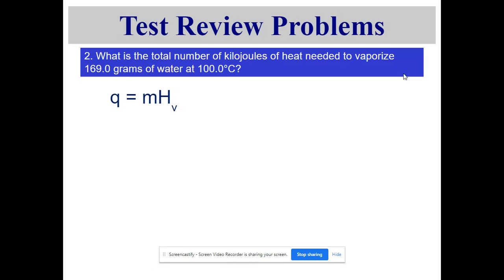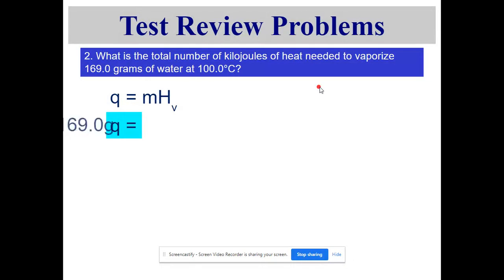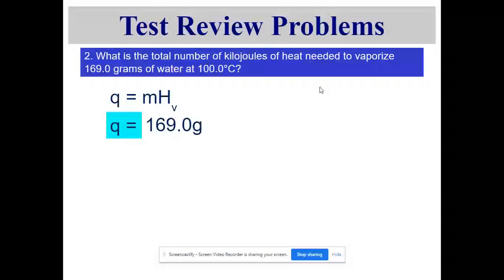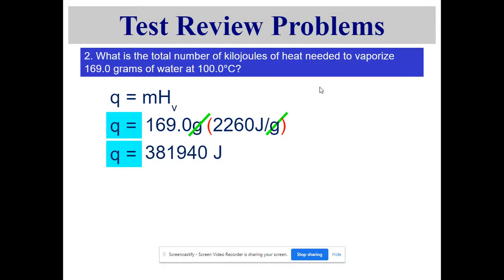So that's going to be Q equals m H sub V since it is vaporization. They give us 169 grams of water, so we put 169 in for mass, and then the heat of vaporization of water is on your reference tables, which is 2260 joules per gram. You solve for Q, and you cross out units here. Sorry, I forgot about that step. And then you multiply these out, and you get 381,940 joules.